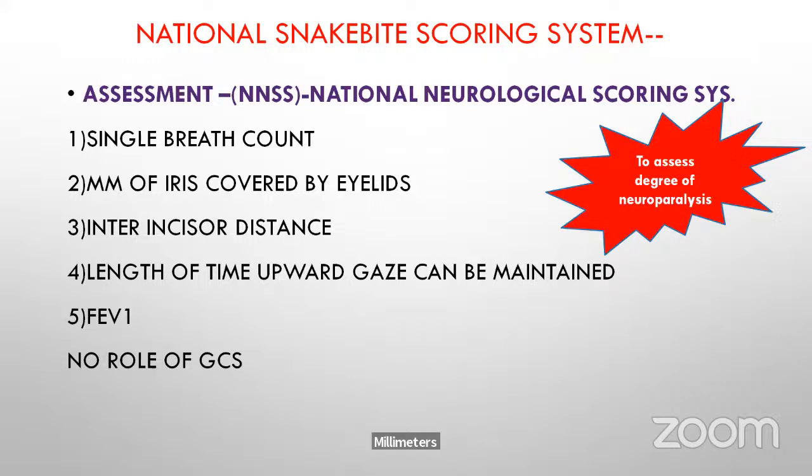So single breath count, and millimeters of iris covered by eyelids, which is the indication of ptosis. Because of ptosis, the eyelids are coming down, and therefore the millimeters of iris covered by eyelids is measured. That is the second thing.